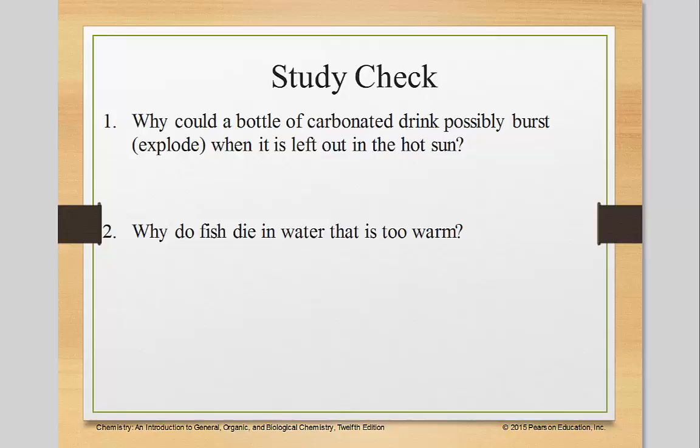Why do fish die in the water if it's too warm? It's because the oxygen in the water is actually escaping when it's hotter, because those molecules are moving faster. And it's escaping, so there's not as much air in the water for the fish to breathe. So therefore, the fish are essentially suffocating.